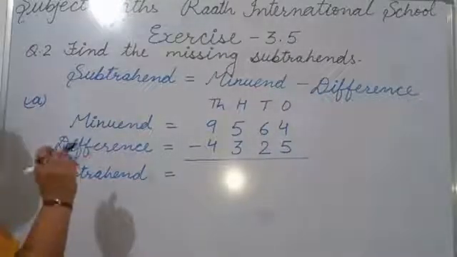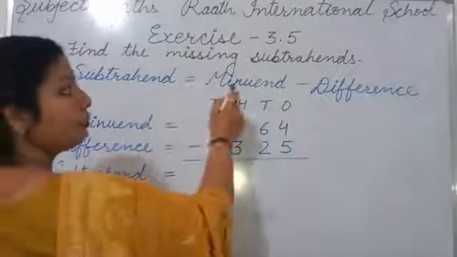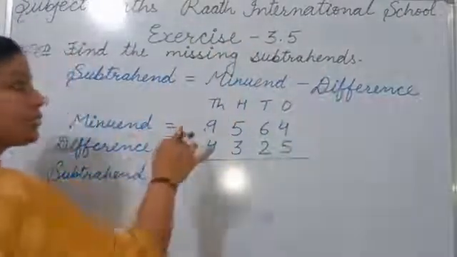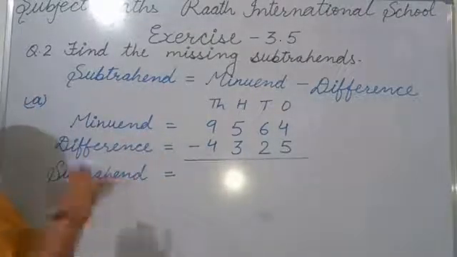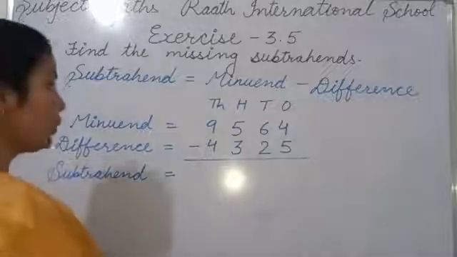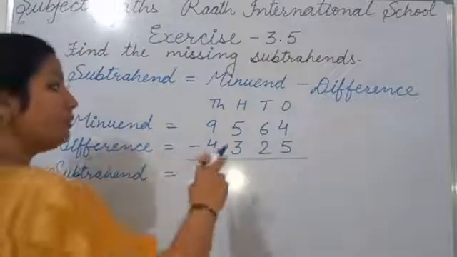So now we find the subtrahend. How will we find it? Minuend minus difference. The formula is this. Subtrahend equals minuend minus difference. These two things are given in the book, so we have written them here. Now we find the subtrahend by subtraction. So now we will subtract.